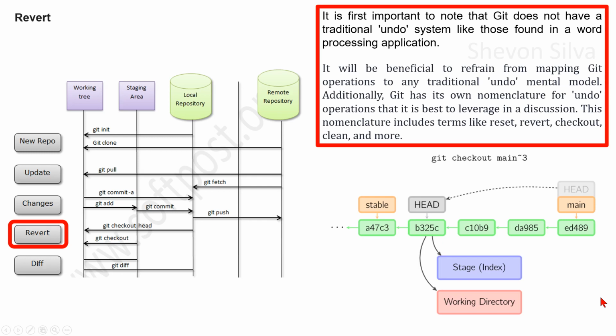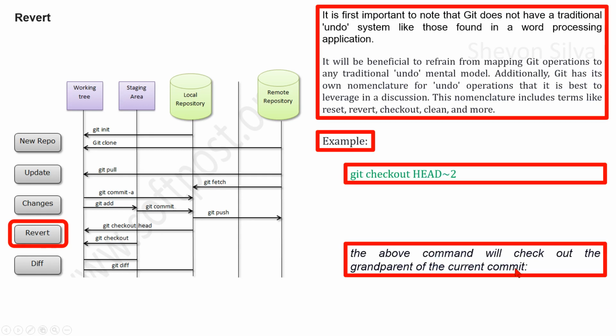However, committing works slightly differently with the detached HEAD. As an example, we can consider git checkout HEAD~2. The above command will check out the grandparent of the current commit.